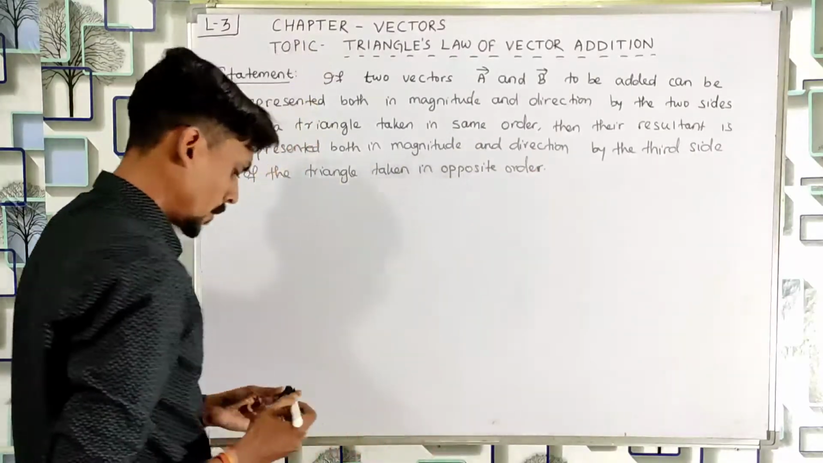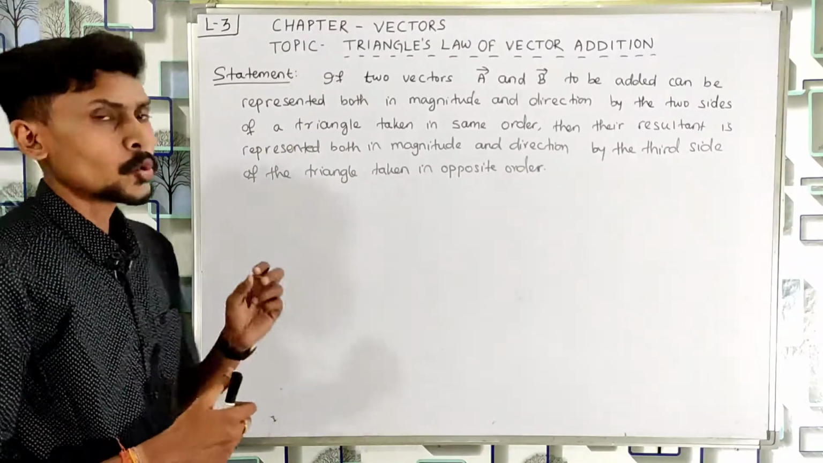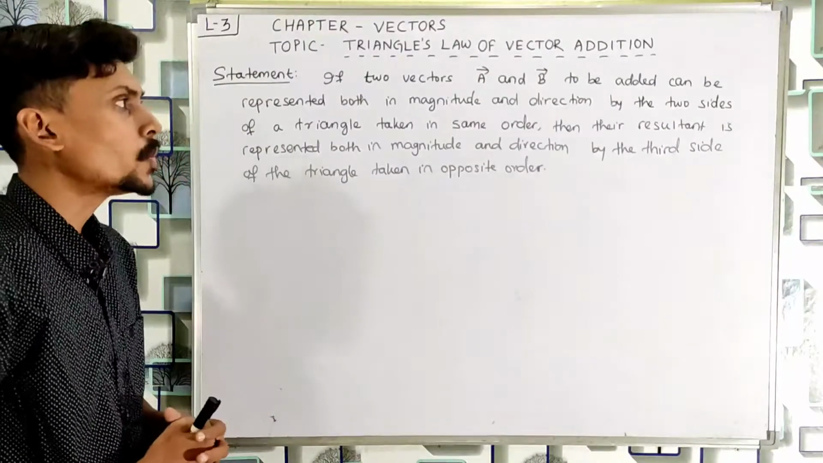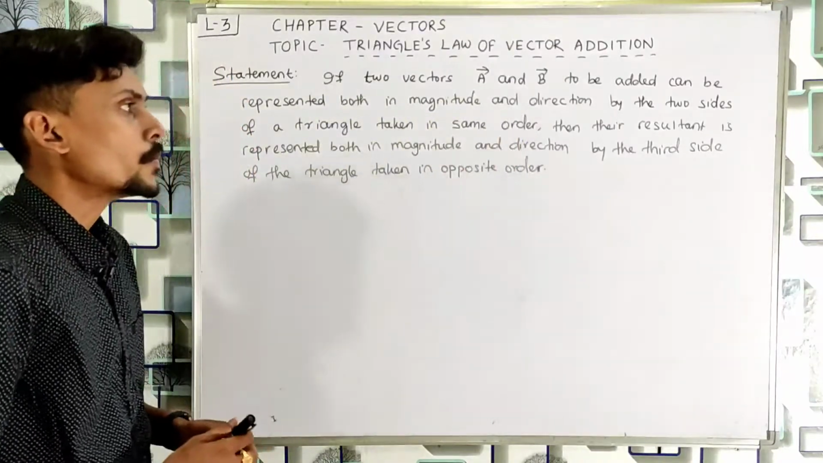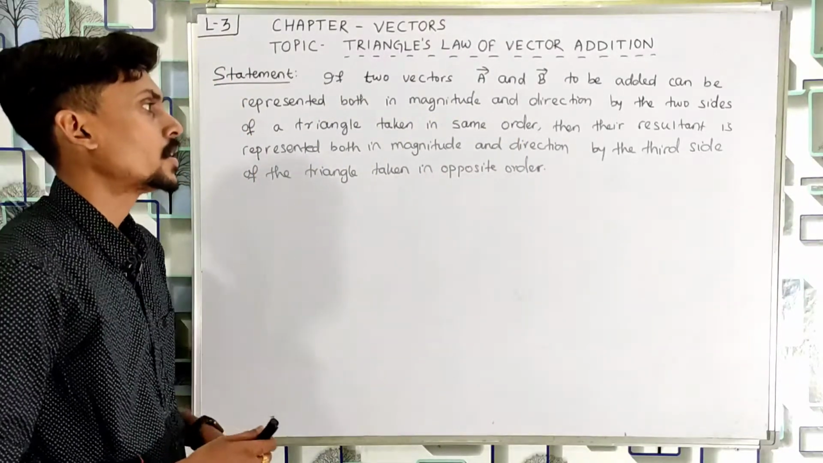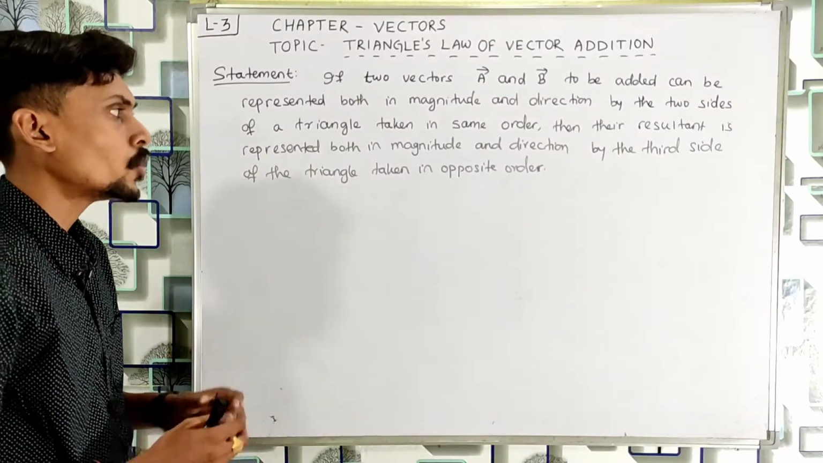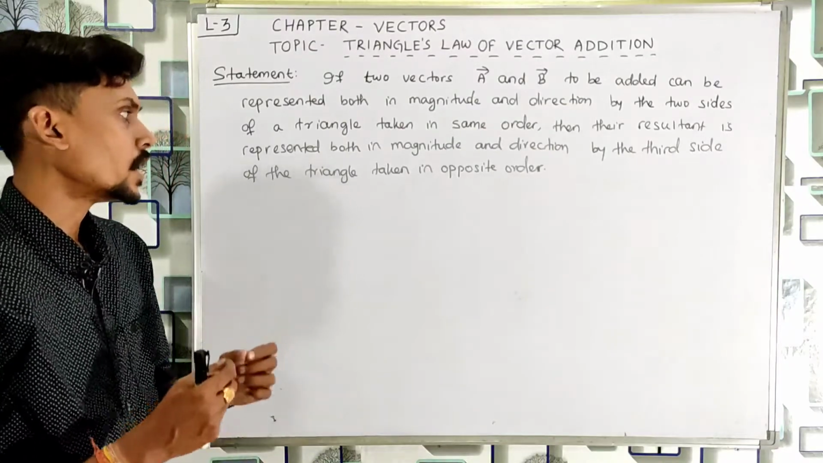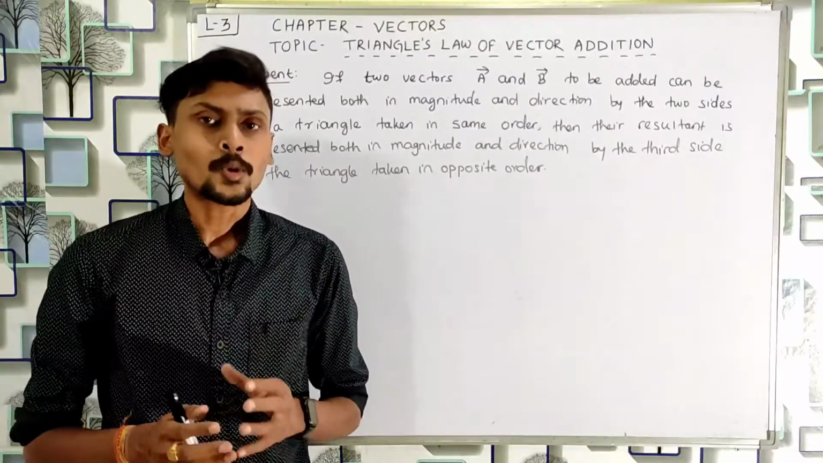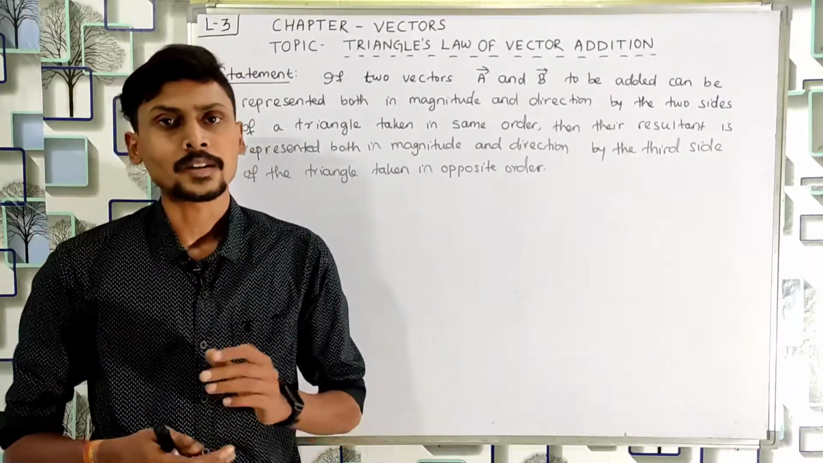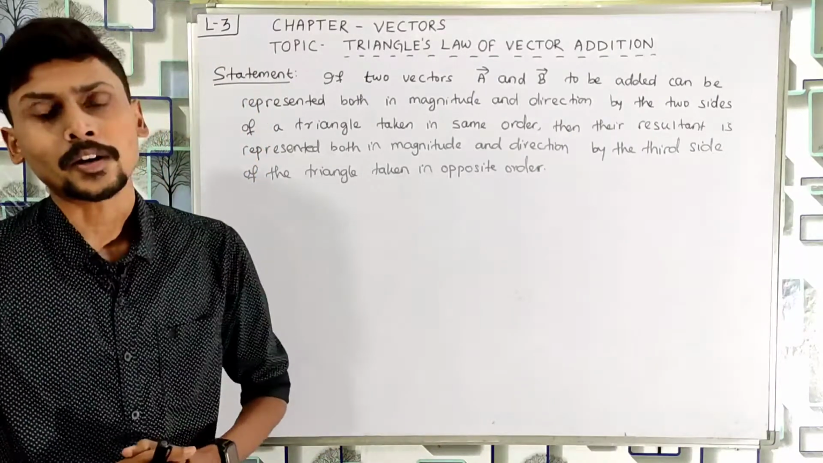So again look at the statement of the triangle law of vector addition. It states that if two vectors A and B to be added can be represented both in magnitude and direction by the two sides of a triangle taken in the same order, then their resultant is represented both in magnitude and direction by the third side of the triangle taken in opposite order. So students, suppose we have two vectors, A vector and B vector, and we want to add them using the triangle law of vector addition.